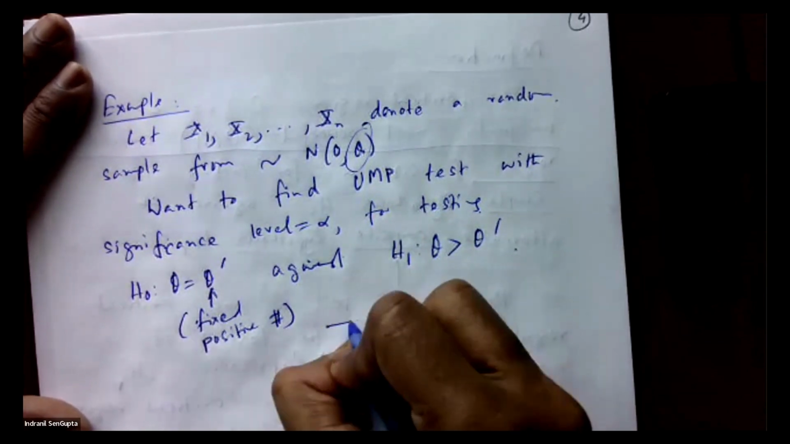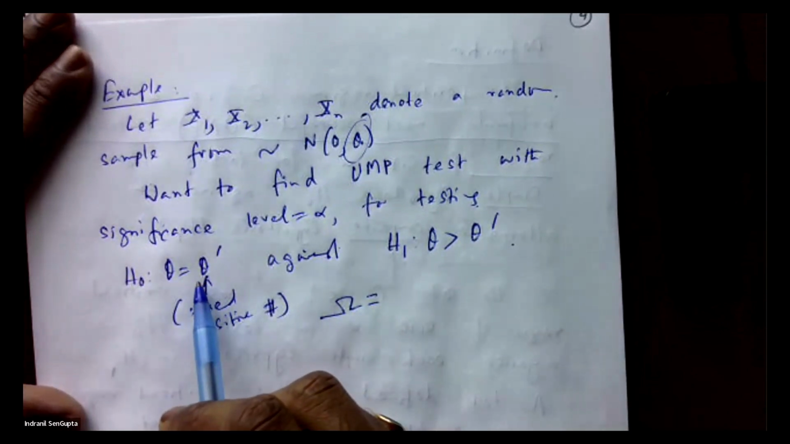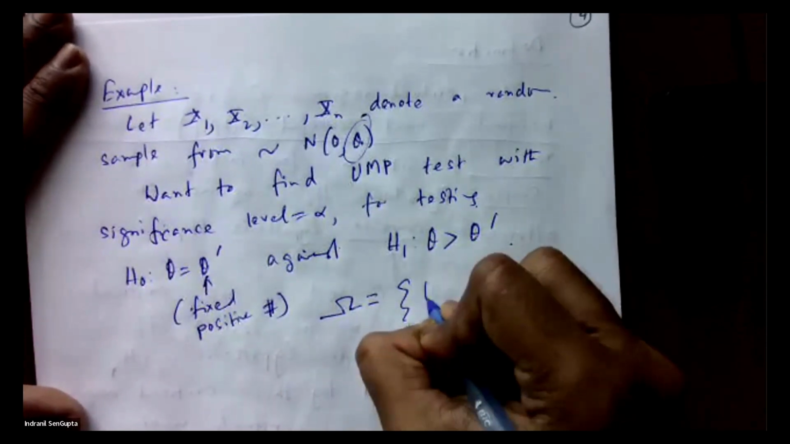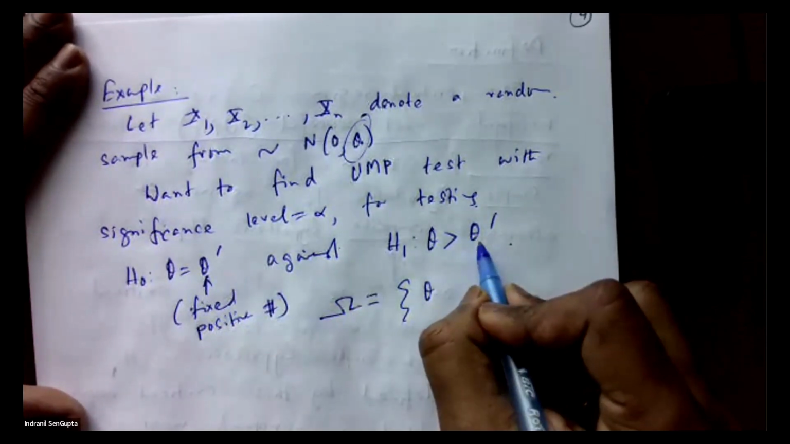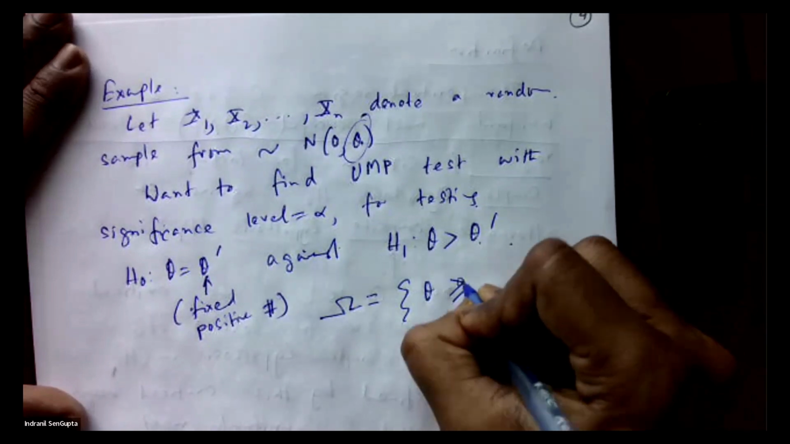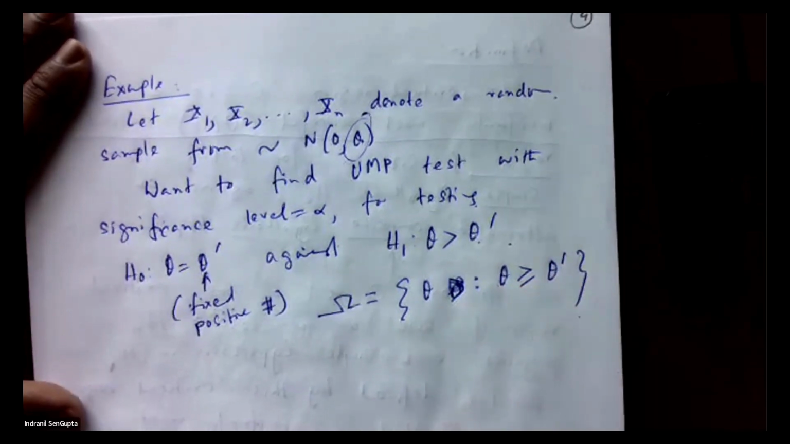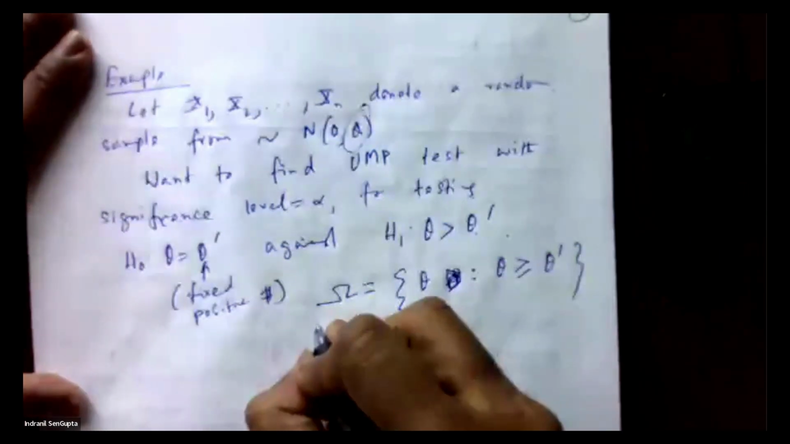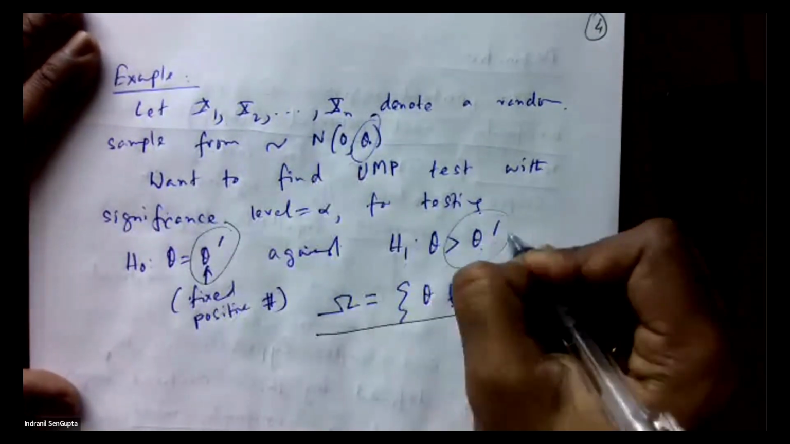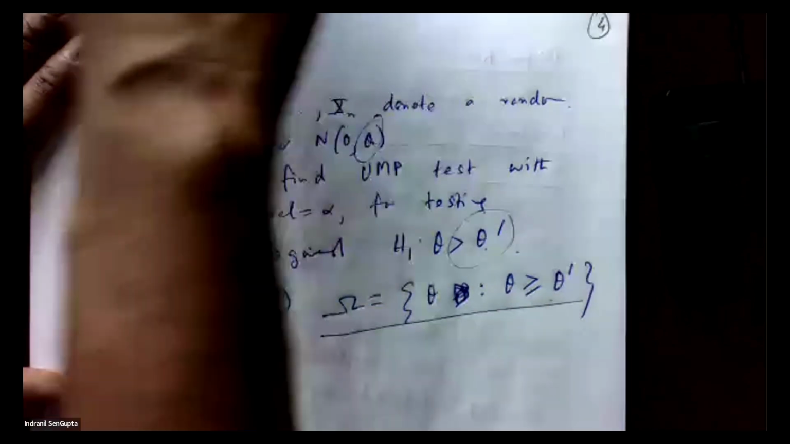The set we are concerned with, omega, the set of all possible values of theta, is such that theta can be either theta prime or more than theta prime. So you can write the set as theta bigger than or equal to theta prime. This is the set of all possible values of theta.